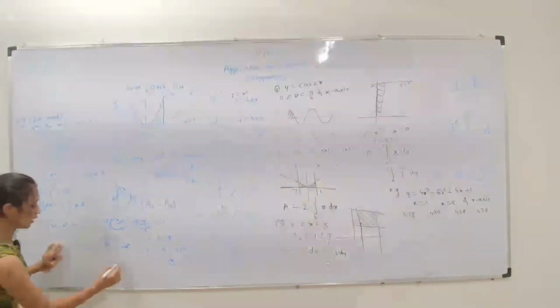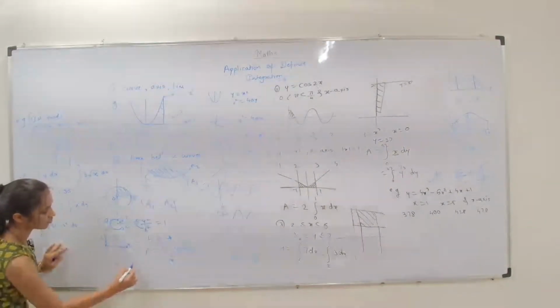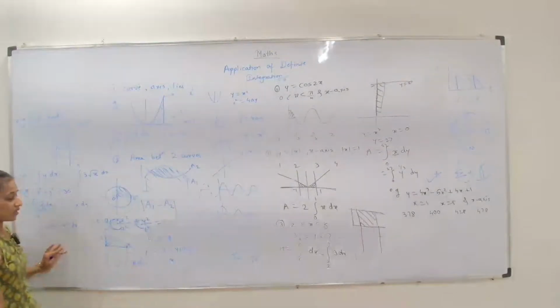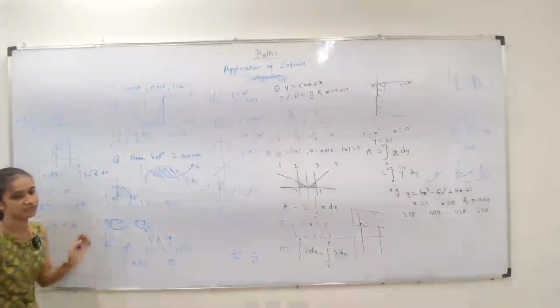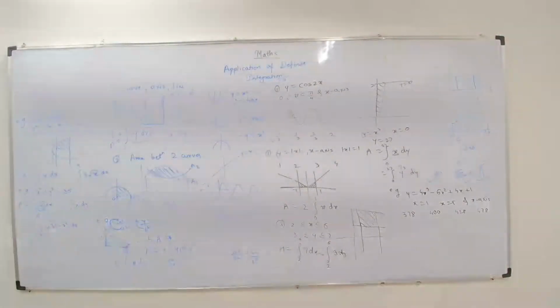You can also take it as integration x dy. Then the limits will be 0 to b. And by using both of these types, you will get the same answer.